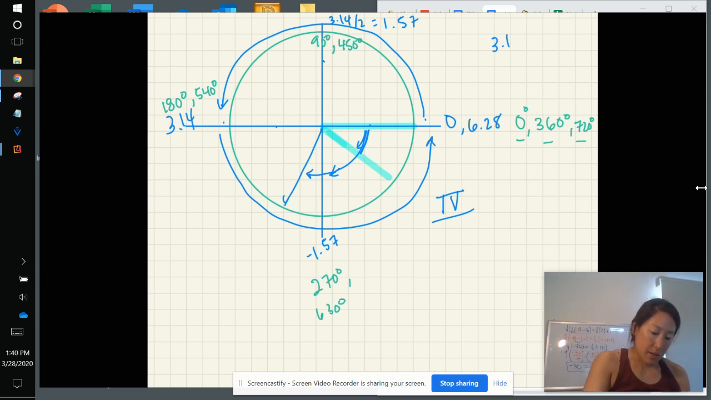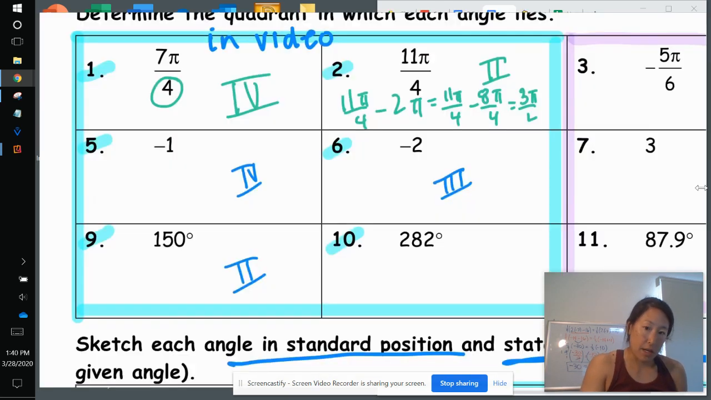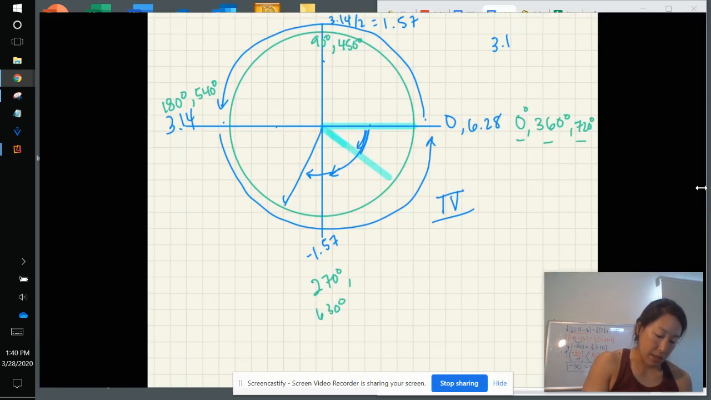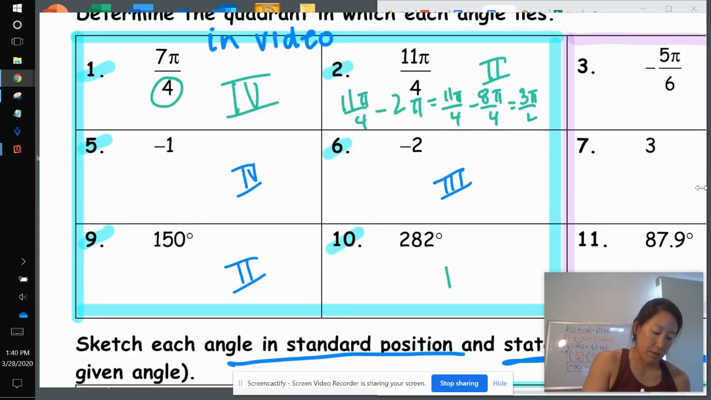Okay, so back to our problem, 282. That looks like it's greater than 270, but less than 360. So our angle is going to be in quadrant number 4. Okay.